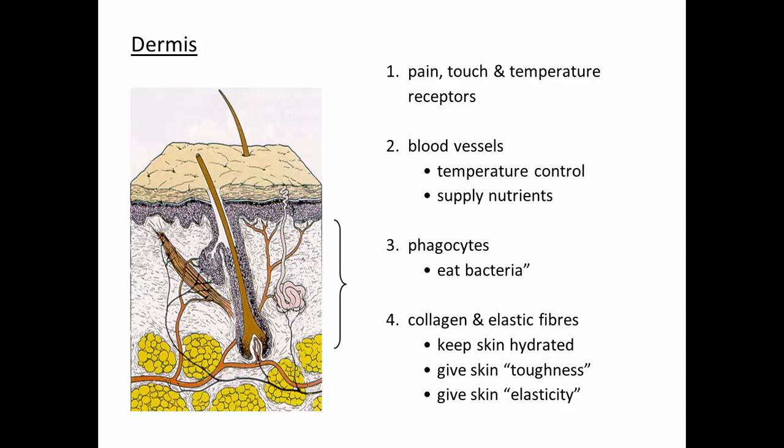This area of the skin is also filled with collagen and elastic fibers that hold on to moisture, which keeps our skin hydrated. It gives our skin some toughness and also elasticity. As we get older, those collagen and elastic fibers start to degenerate, and as a result we lose some of that moisture, so skin becomes drier and less elastic or saggy, and we call that wrinkles.